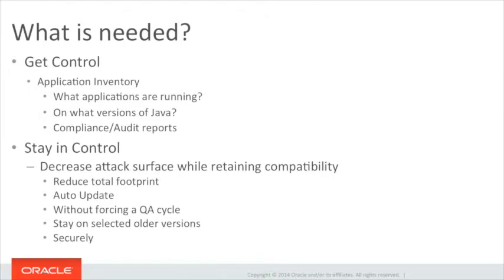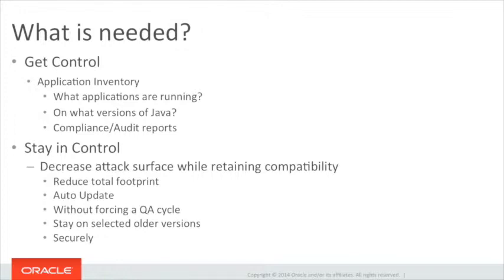To summarize what is needed, you need to get control, perform a full application inventory, figure out exactly what applications are running and what versions of Java they require. This gives enough information to decide what you need to keep and what you should remove from your systems. Once you are in control, you need a way to stay in control, to make sure that you never have to run a large project to gain control back ever again. The purpose is to decrease the attack surface but retain full compatibility with old applications at the same time.